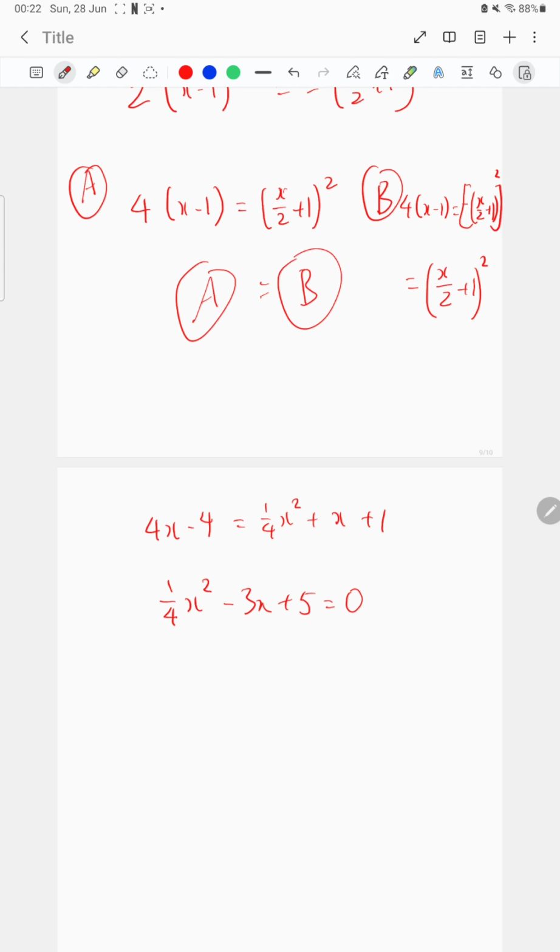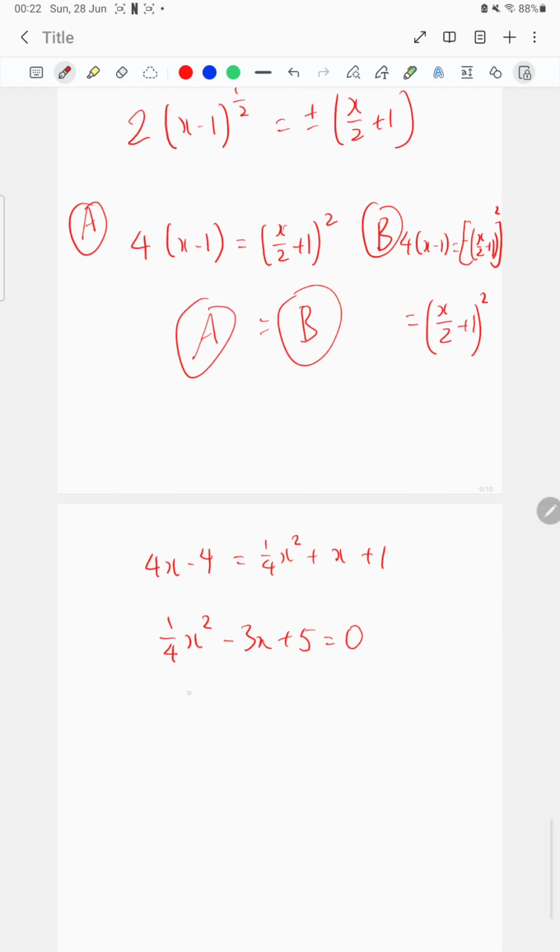And this is just a quadratic. You can use a calculator, but here I can just solve it by hand. So times 4, so x squared, minus 3 times 4 is 12x, 5 times 4 is 20. So how do you get two numbers that multiply to 20 but add up to negative 12? The only one I can think of is negative 10 and negative 2. So (x minus 10) times (x minus 2) equals 0. So x equals 10 and x equals 2.